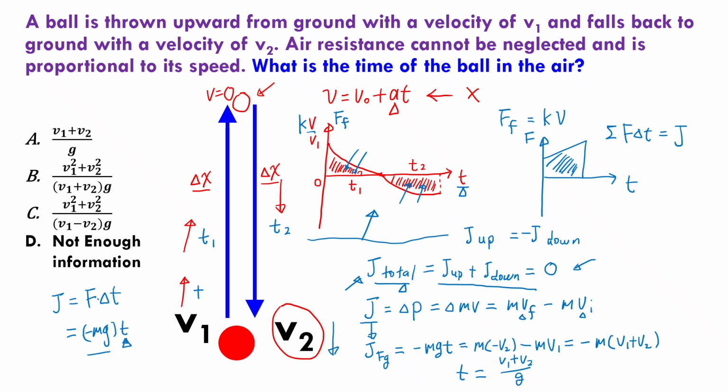So the correct answer is A, which is very beautiful. We might think the real answer would be very complicated because air resistance exists. But the impulse due to air resistance going up and going down actually cancels each other. So the final answer is very simple. For this question, we actually use a graph to find the impulse, which is very nice.